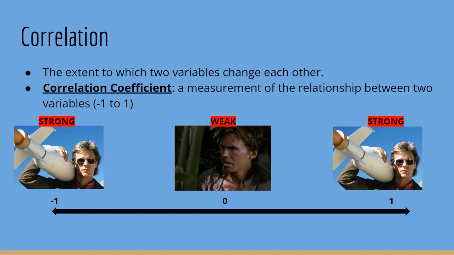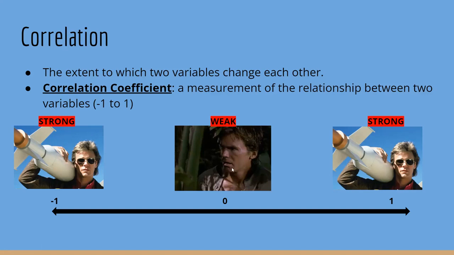Now, you have to notice that -1 is not weak. -1 is actually super strong. So is 1. So if you see this sort of number line, if we go backwards down the number line, you see that all the way at the back is MacGyver, who's strong. Look, he's holding that like missile or whatever that is. But when it's at 0, that's weak.